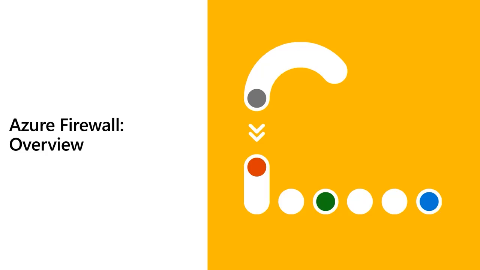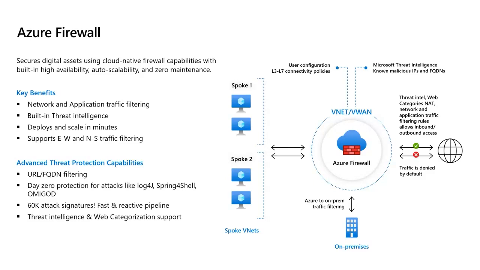So to start us off, we'll get started with an overview of Azure Firewall. Azure Firewall, just as a reminder, is a cloud-native intelligent network security service, and it provides threat protection for your workloads running in Azure. It's a fully stateful firewall as a service with built-in high availability and unrestricted cloud scalability. Here we can see some of its key benefits, which include network and application filtering, threat intelligence, the ability to deploy and scale in minutes, and it also supports east-west and north-south traffic filtering.